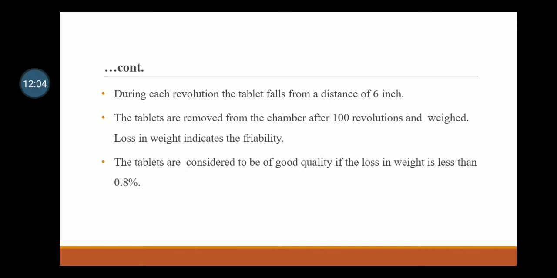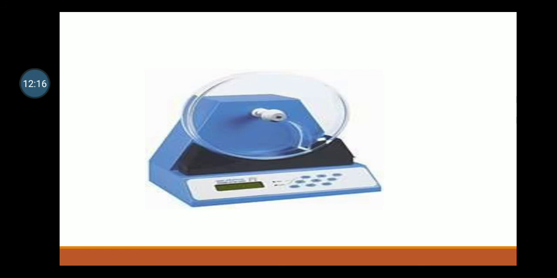The tablets are removed from the chamber after 100 revolutions and weighed. Loss in weight indicates friability. The tablets are considered to be of good quality if the loss in weight is less than 0.8%. This is the diagram of the tablet friability apparatus or tablet friabilator.